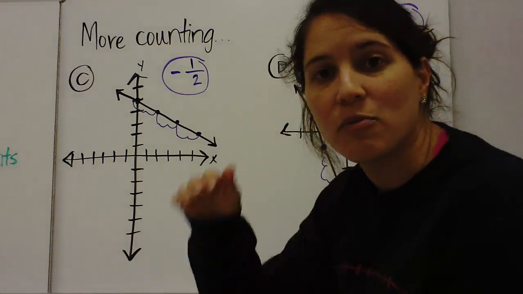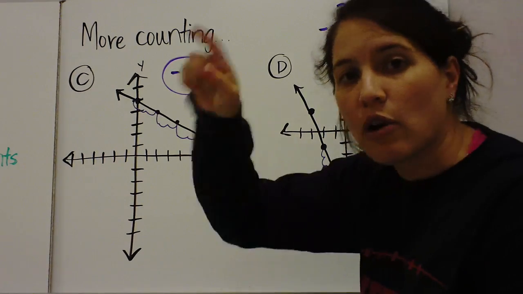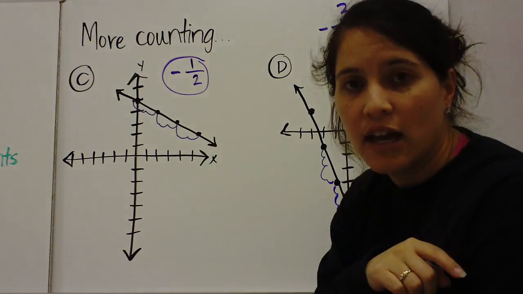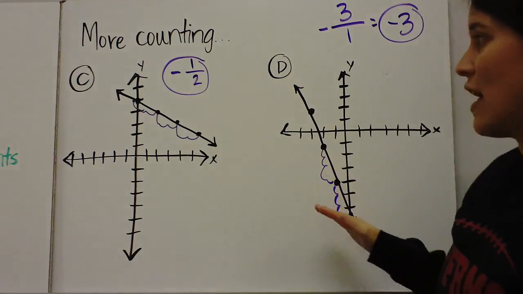And again, I counted rise over run. So you either go up or down, and then you go left or right. And if it's negative, that means your line's going to be going downhill.